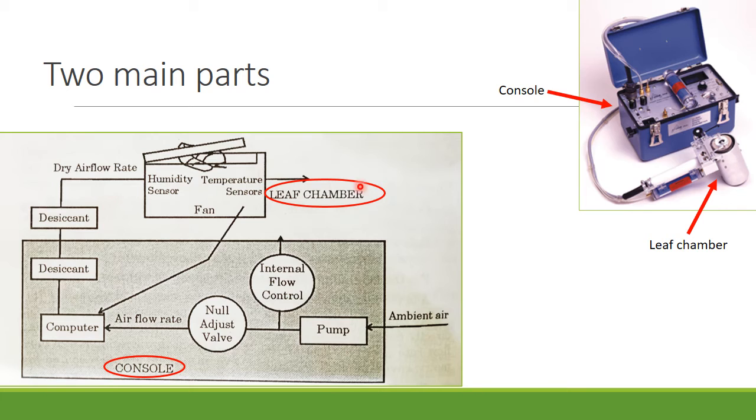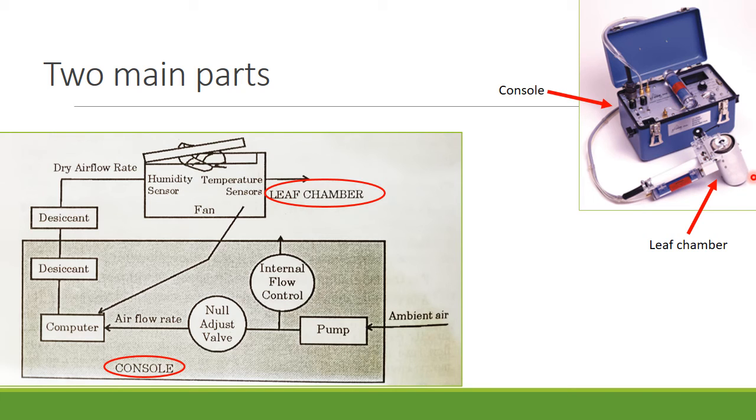So we ensure that the airflow entering the chamber is dry. And this is the chamber. The airflow entering into the chamber is dry by means of these two desiccants, one on the console and the other on the leaf sensor head.